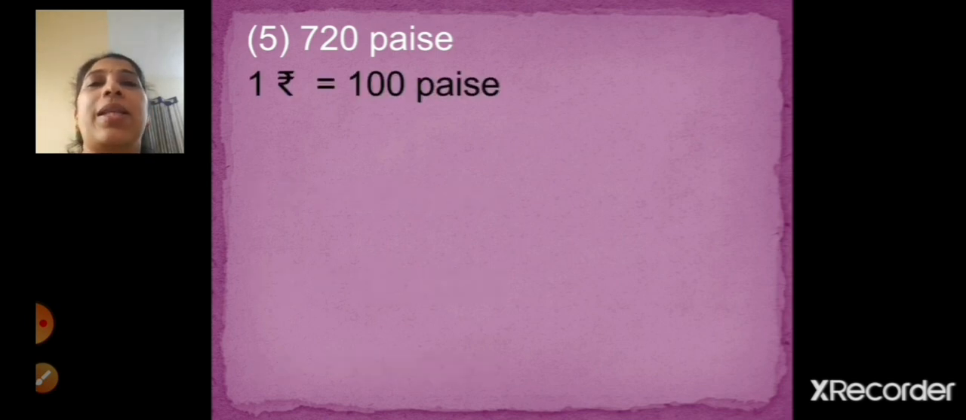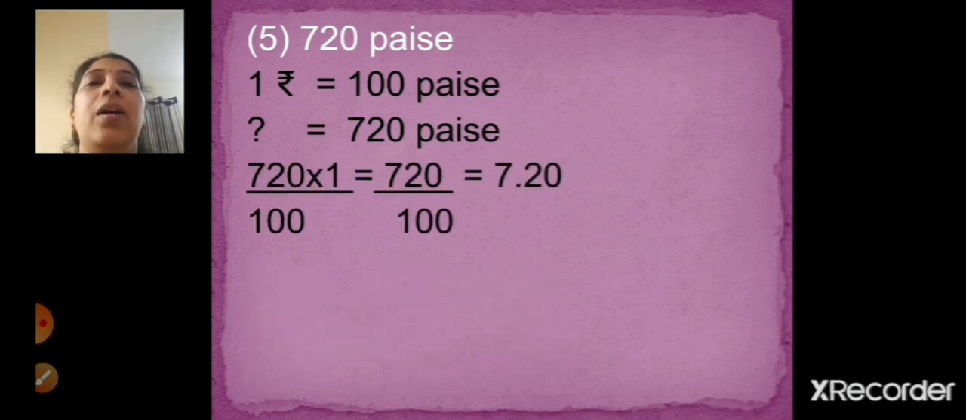Next, the fifth one, 720 paise. Now till the fourth sum, everywhere rupees was given. Here it is given directly as paise. So what will you use? You will write 1 rupee is equal to 100 paise. So how many rupees is equal to 720 paise? You will carry out cross multiplication. So 1 into 720 upon 100, or 720 into 1 upon 100.